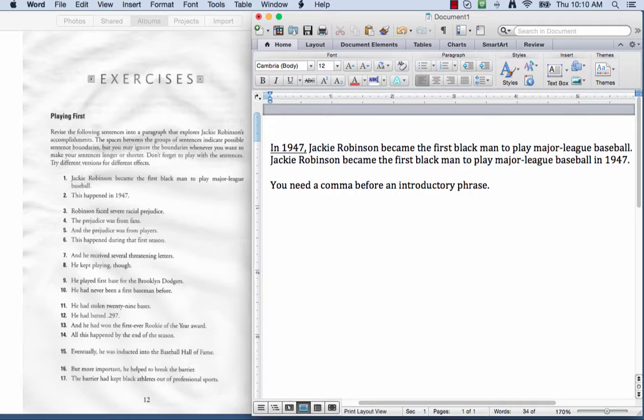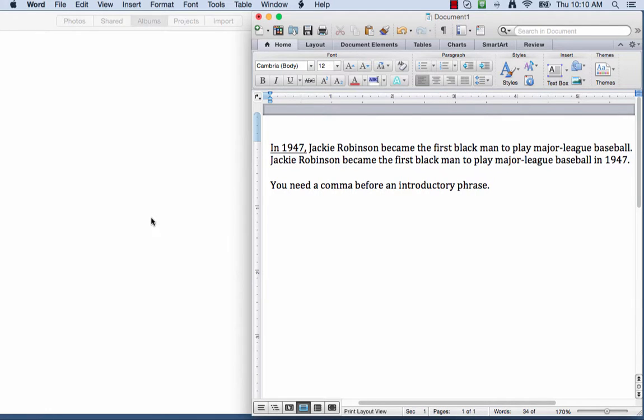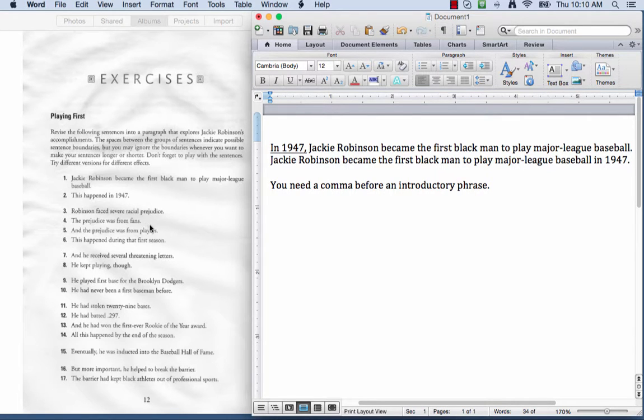Okay, let's look at the next sentence. Robinson faced severe racial prejudice. The prejudice was from fans, and the prejudice was from players. This happened during the first season. In this case, this happened is referring to all this above. So I can take during that first season and make it again an introductory phrase. And we need the comma. Remember, you need a comma before an introductory phrase.